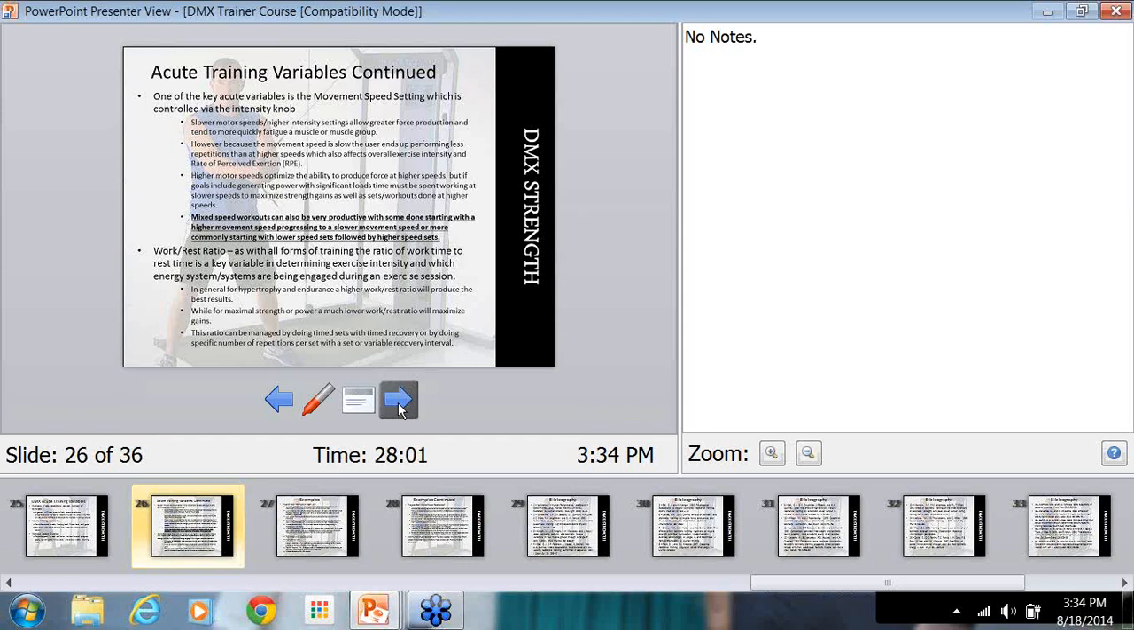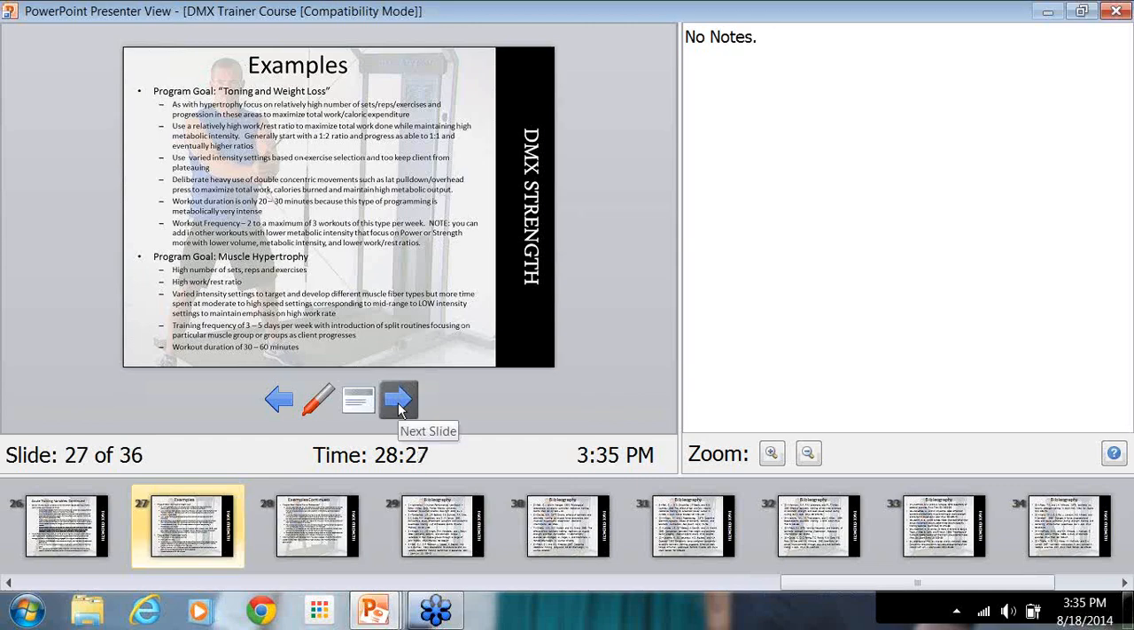This ratio can be managed by doing time sets. So instead of doing reps, you can do time sets if you like, with timed recovery. Or you can also choose, it's really your preference as a trainer, to have a person do a specific number of repetitions per set with a set or variable recovery interval. There are lots of different ways you can use that work-rest ratio to manipulate the stress and progression of a workout.